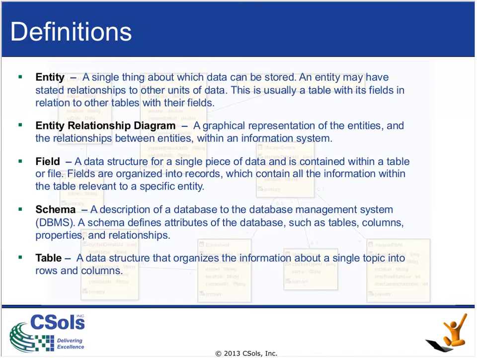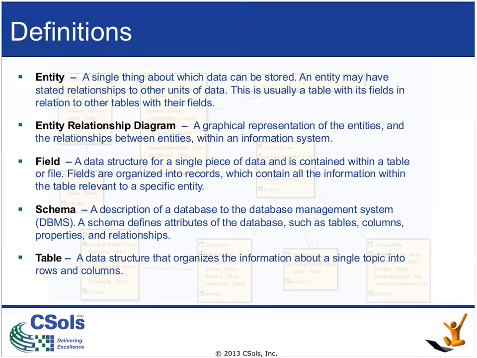Something else which is important is the field. Within an entity, the lowest common denominator of information is the field. That's a single piece of data that describes the entity in which it is encapsulated. We're now going to move to the other level of abstraction, and that is the database schema. The database schema is a description of the entire database, and it defines all the entities, all the attributes of those entities, and the relationships between those entities.